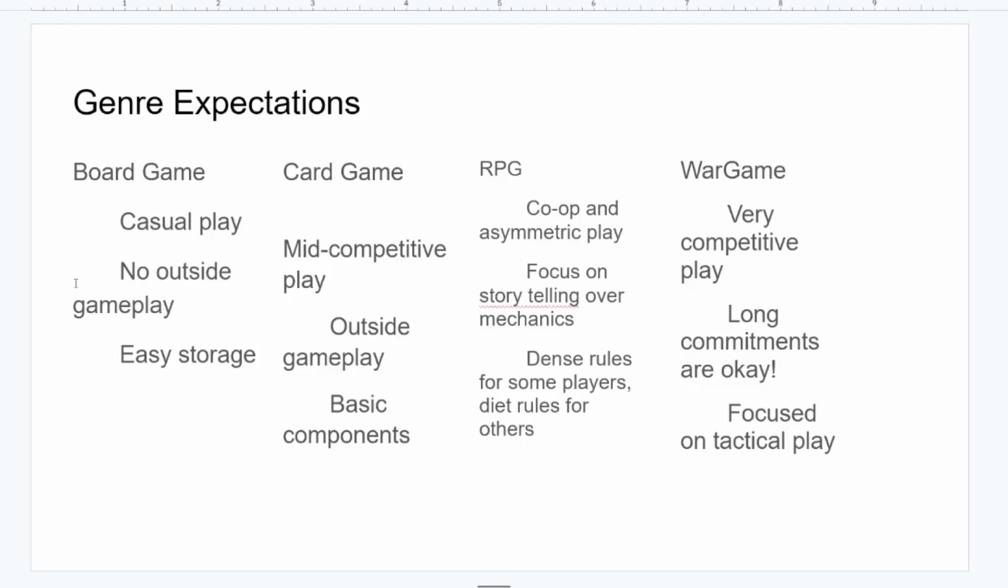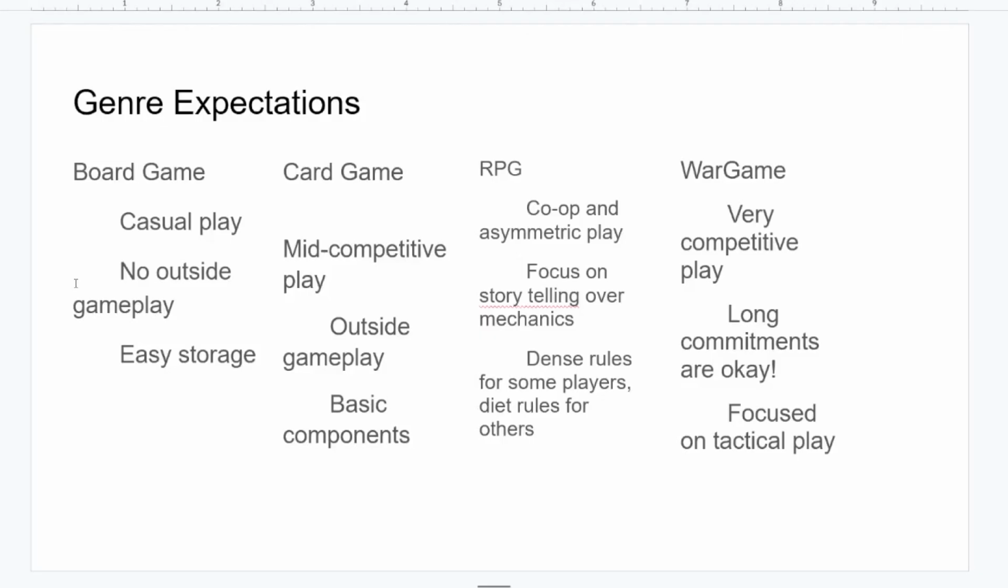Like, that's just it in the book: hey, discuss with your game master if you can have a skill that does this, and if they say yes, then guess what? That's what it does. An RPG will have dense rules for some players and very diet rules for others. If you're a player character in a tabletop RPG, you really just have to worry about what your character specifically does, but if you're the dungeon master, you have to worry about what every character and every monster and every environment does.